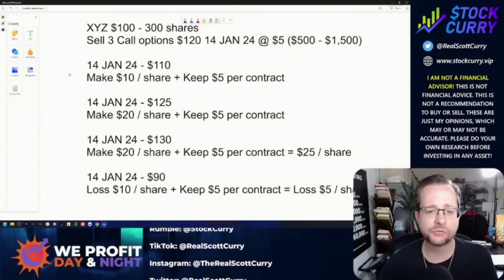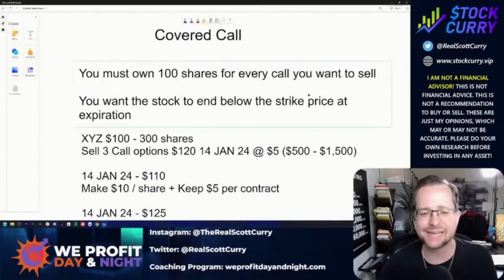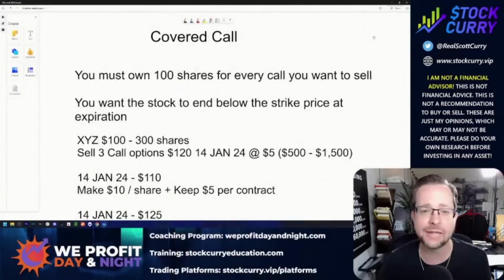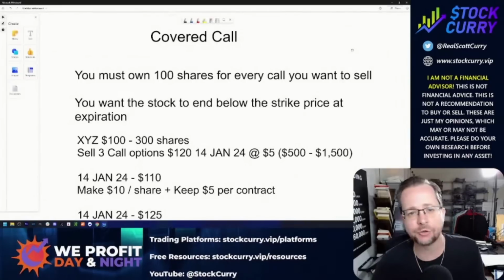So covered calls are incredibly profitable. They're an excellent way to make money with options. And that's why most brokers will allow just about anybody to sell covered calls. All right, any questions on covered calls before we move on?